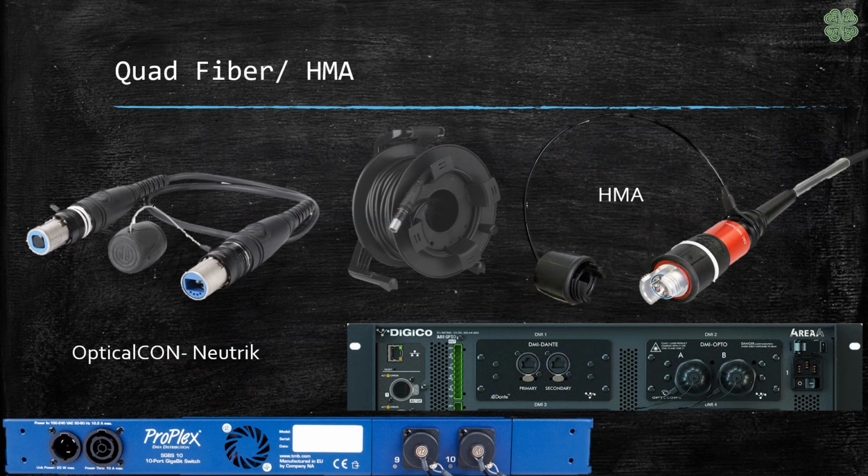Other common connectors are Opticon and HMA. There are several different brands with quad connector fibers out there, but for lighting and video and live entertainment, we primarily use OpticalCon or Opticon by Neutrik, whereas audio often uses a 4-channel beam connector called HMA. These are cool because they're hermaphroditic and you can't run them backwards.